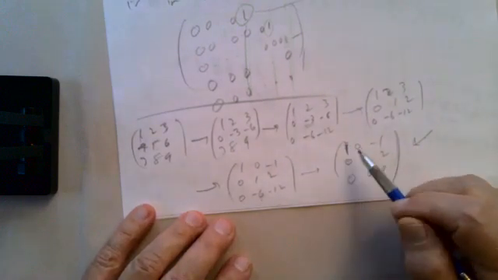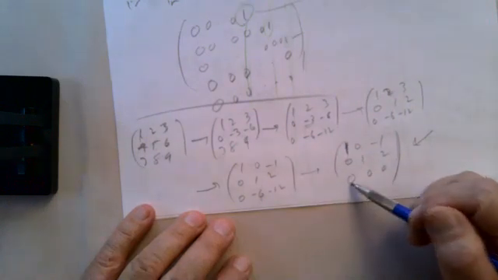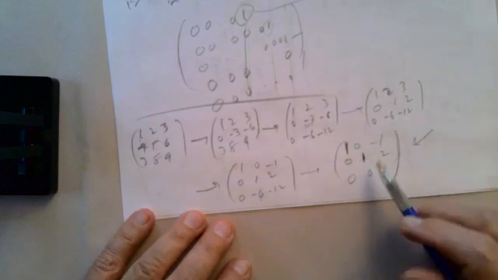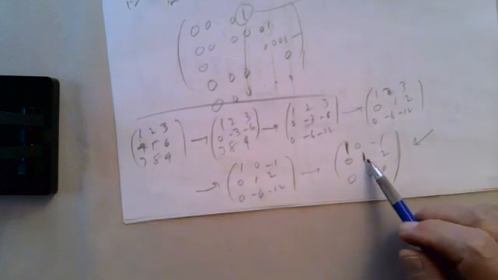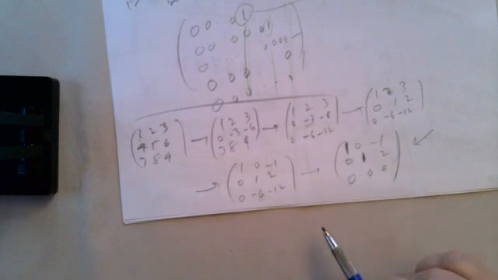In the first row, I have a 1 as the first non-zero element, and everything else in that column is 0. In the second row, I have a 1 as the first non-zero element. It's to the right column of this, and everything else in this column is 0. And the third row is all 0. So this is the result.